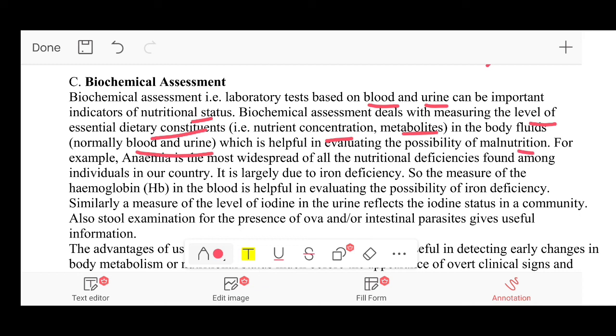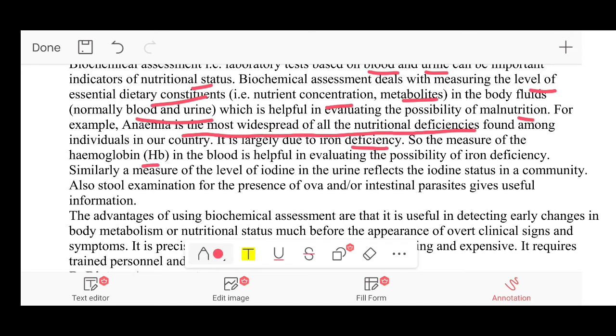For example, anemia is the most widespread of all the nutritional deficiencies found among individuals in our country. Means the number of red blood corpuscles is lower than normal. It is largely due to iron deficiency, so the measure of hemoglobin in the blood is helpful in evaluating the possibility of iron deficiency. Similarly, a measure of the level of iodine in the urine reflects the iodine status in the community. Means after the biochemical test of urine, we can say whether iodine is properly present or not.